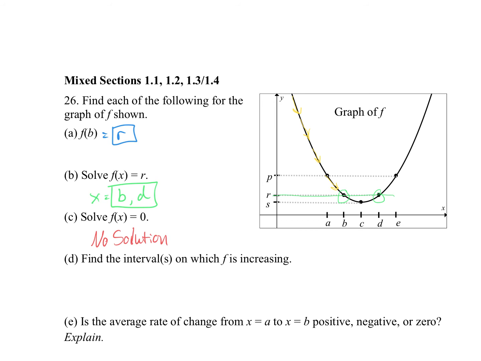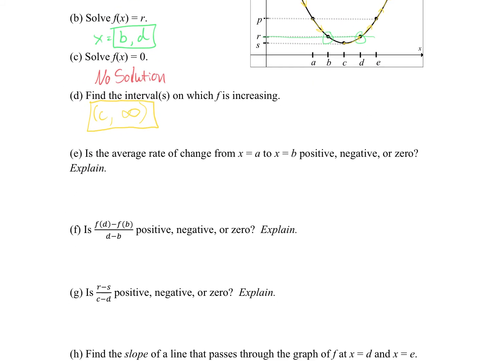But as soon as we get down here to C, right after C, we can notice that the graph starts to go up from left to right, which means the graph is increasing. And that starts at point C, and it keeps on going all the way off into infinity. So by looking at the graph, we found that the graph is increasing from C to positive infinity.